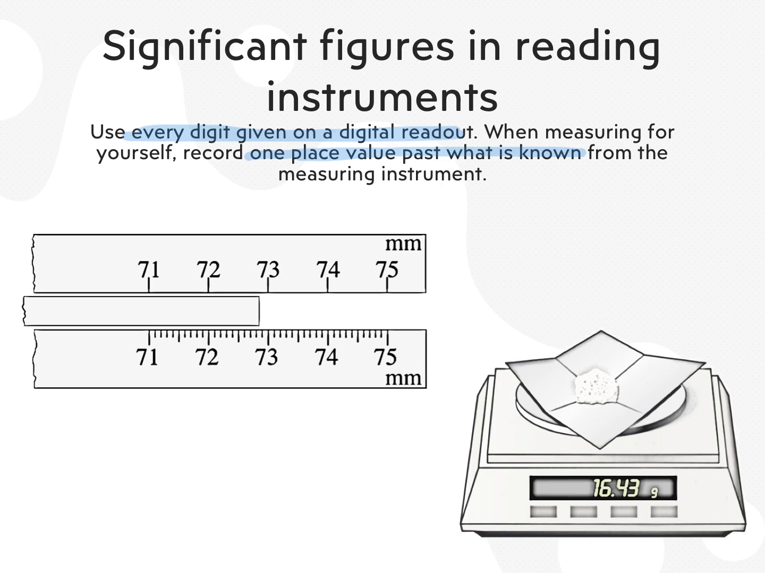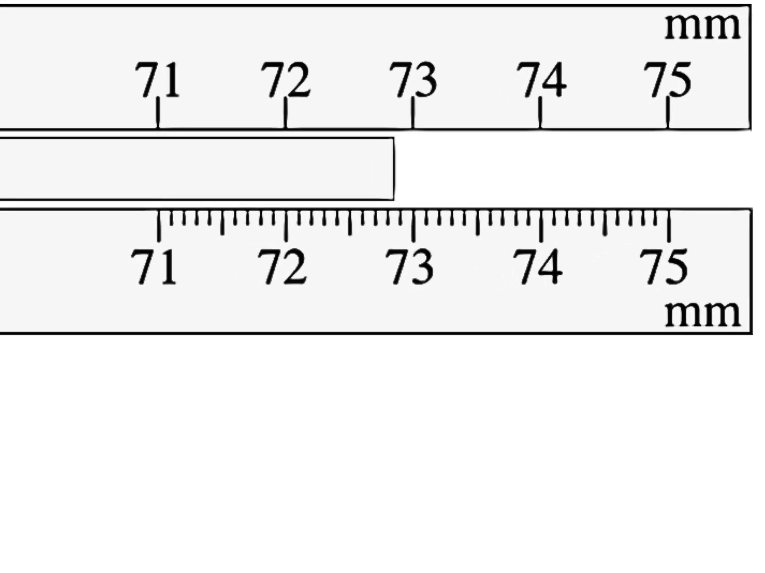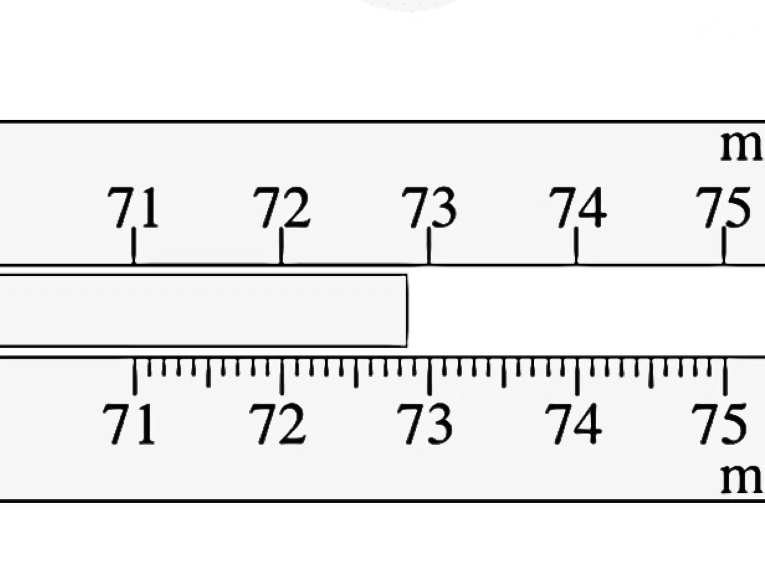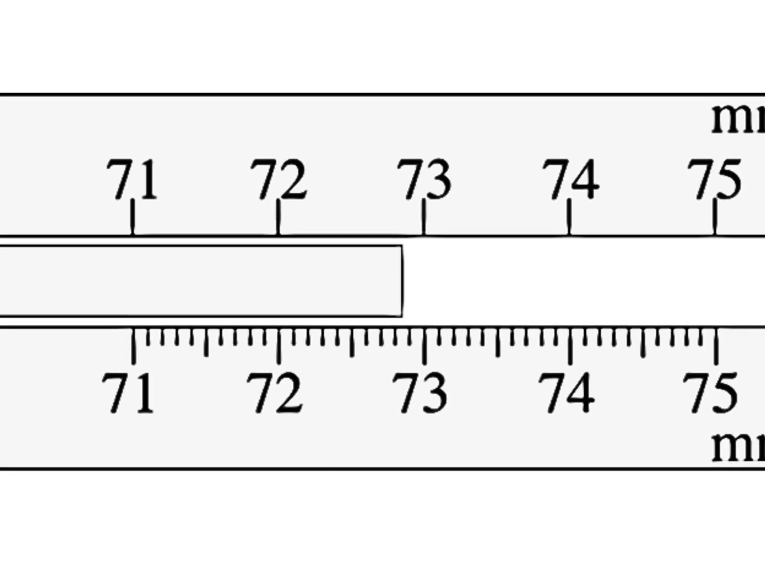1 place value past. So let's start over here with this ruler. And I'm going to zoom in on the ruler so you can see it. Sorry, let me push that in the right spot. There we go. I zoomed in. We are looking only at the top ruler here, not the bottom ruler. We'll come back to the bottom ruler.